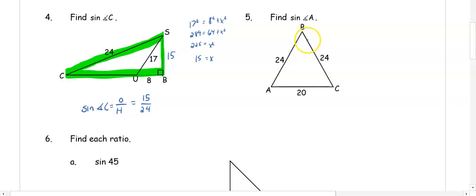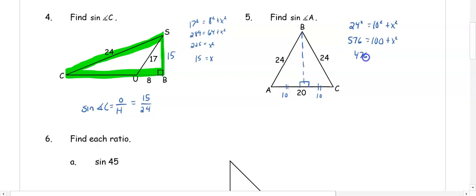In number 5, to find the sine of A, we first need to draw in the altitude to split that base in half. So now we can find the altitude by doing Pythagorean theorem. 24 squared equals 10 squared plus x squared. 576 equals 100 plus x squared.